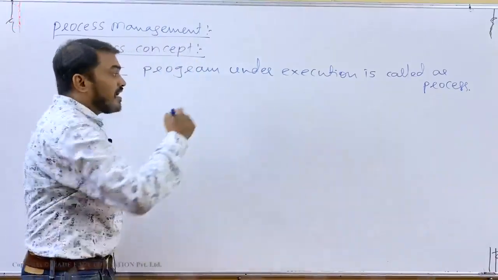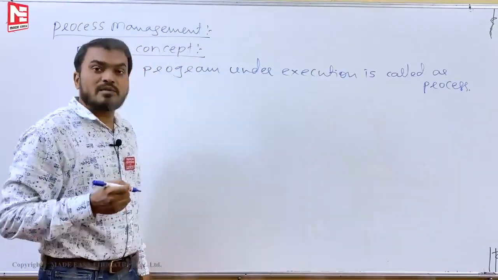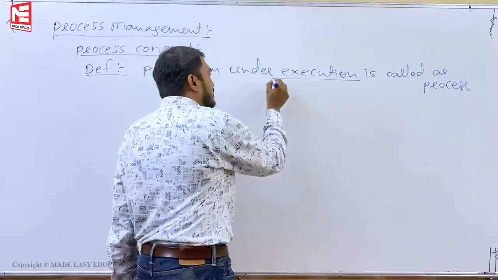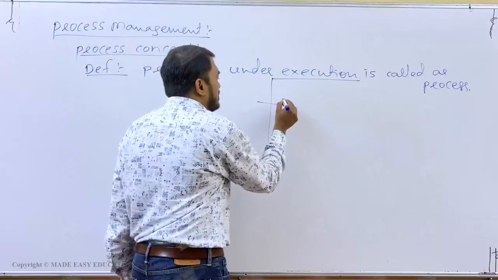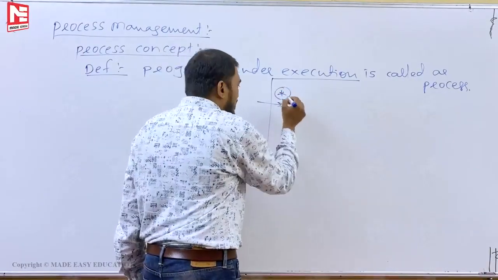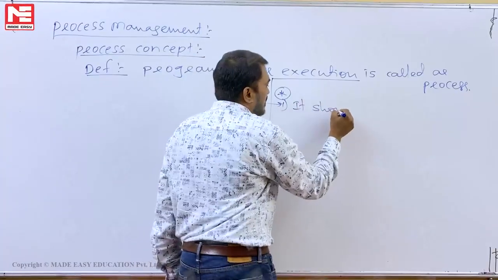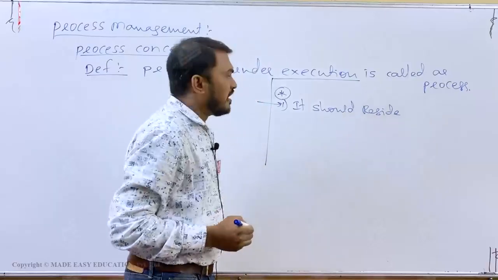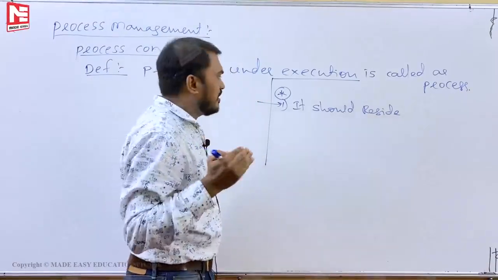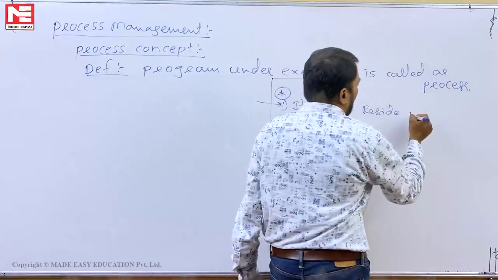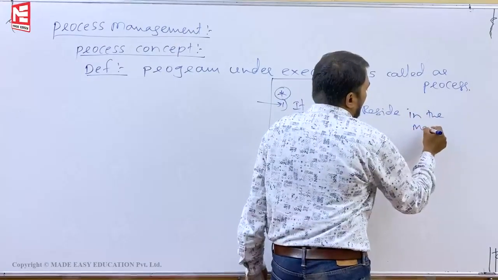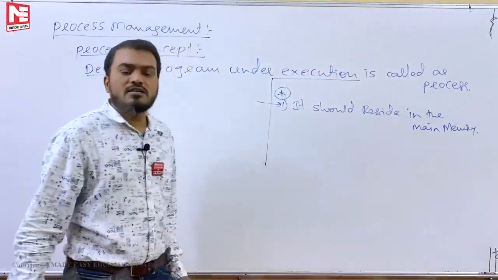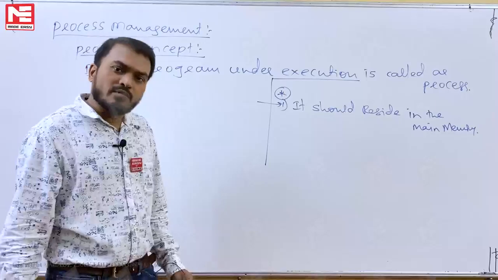Now remember, when I say a program under execution is called a process, execution means the first important point: it should reside in the main memory. Note down. Make proper notes while I am teaching. If you have any doubts, you can just pause the video and make proper notes. When you say it is under execution, the first important condition it should satisfy is that it should reside in the main memory.